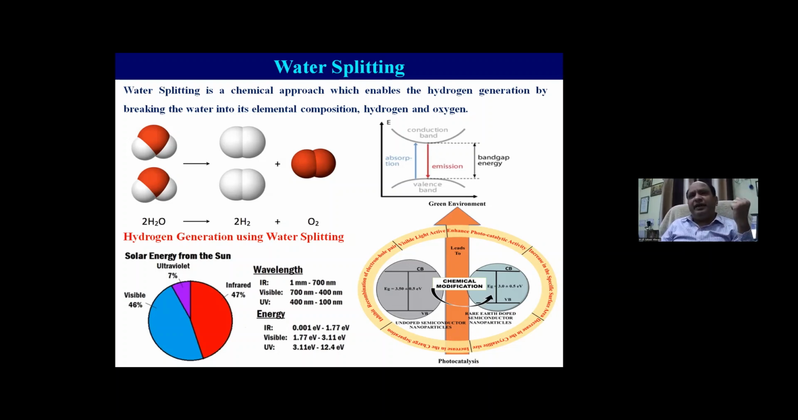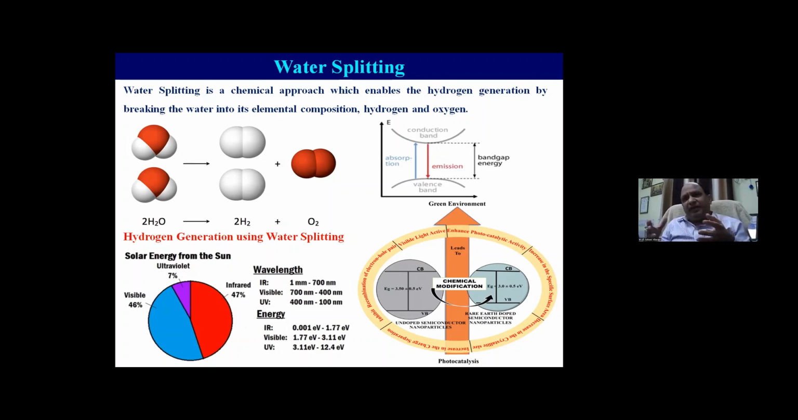So what are the visible light active materials? The materials whose optical band gap should be in the visible region, meaning 1.8 to 3.2 electron volts, and these materials should excite in the visible region, which is 700 nanometers to 400 nanometers. So how to design the visible light active materials? We need to make some chemical modifications.